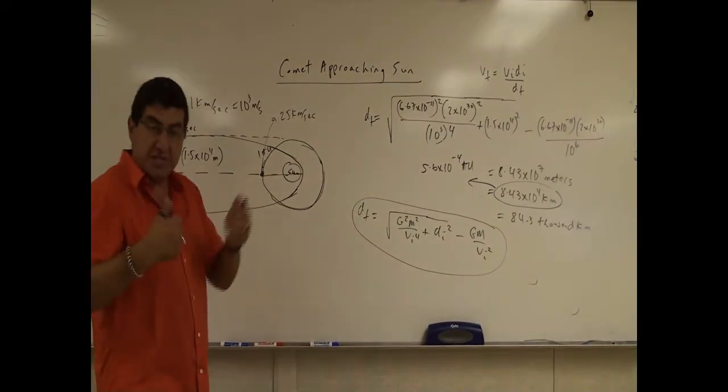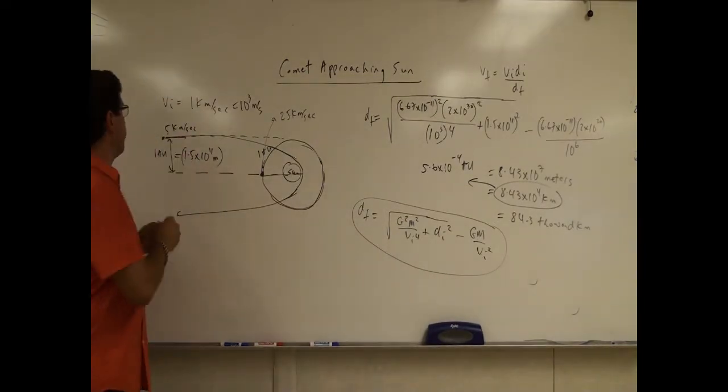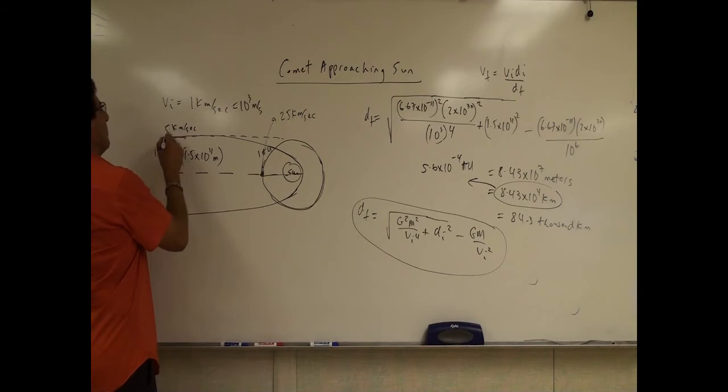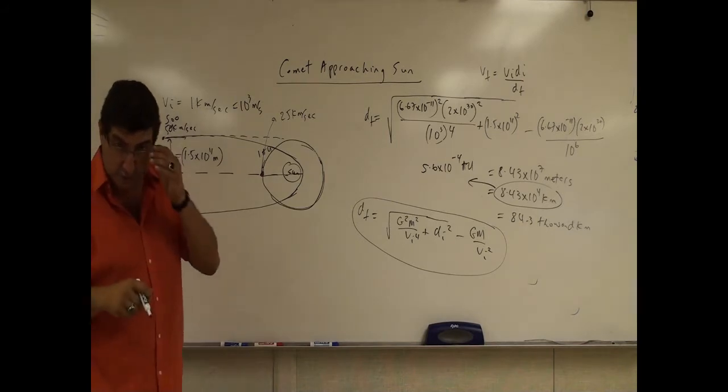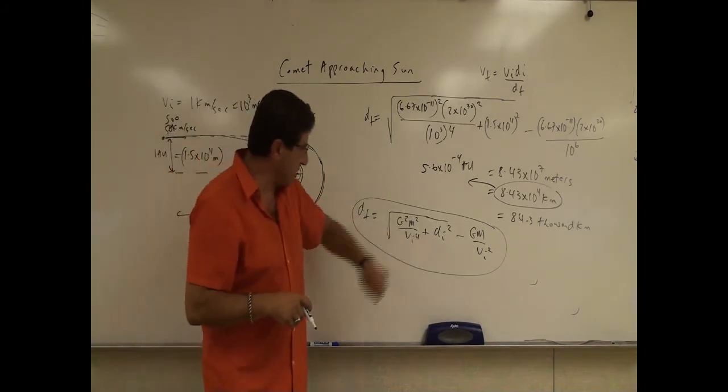Now, what's going to happen as the velocity gets bigger and bigger, right? As this gets 5 kilometers per second. What if it gets 50 kilometers per second? What if it gets 500 kilometers per second? Let's say it was coming in really, really fast. What does our equation predict?